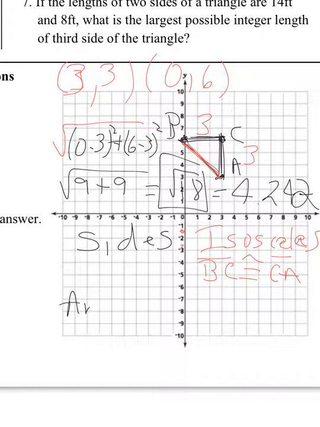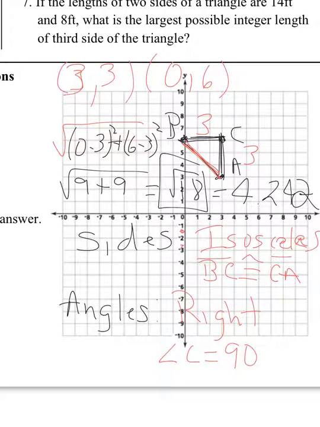For angles, you have at C a perpendicular angle. So first of all, it's a right triangle. And again, your justification would be that angle C is 90 degrees or it's perpendicular, something along those lines. Okay?